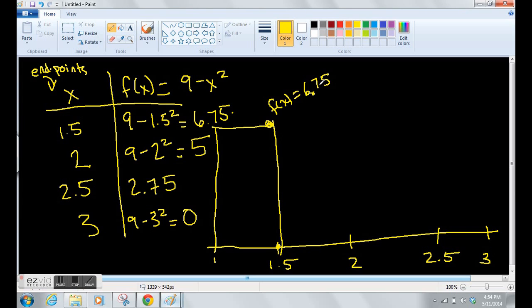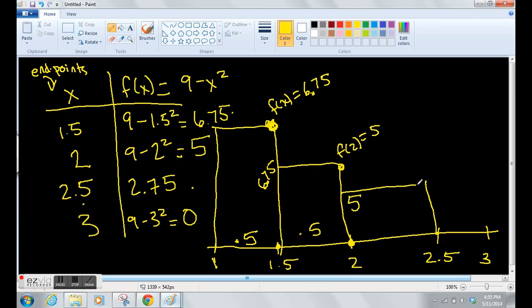Okay, so the height is 6.75 because I know that this point right here hits the function at 6.75, and it's 0.5 wide because 1 to 1.5 is 0.5. Okay, for the next box at 2, so you imagine some imaginary function, it hits 2 at 5. We'll say this is f of 2 is equal to 5. So we know now we have a box here that is 5 tall, and it's still 0.5 wide. At 2.5, we know that the box is 2.75 tall. Here. That is 2.75 in height. And again, the width of the box is 0.5.